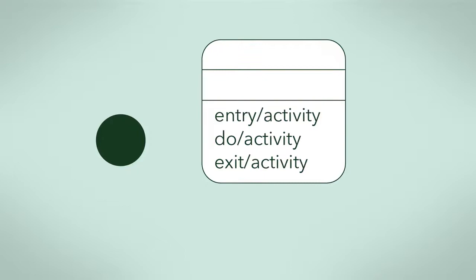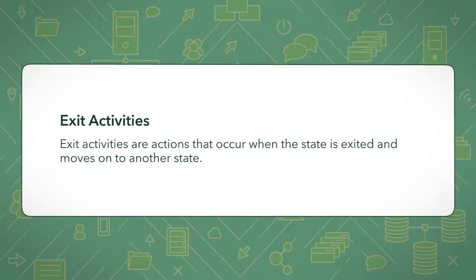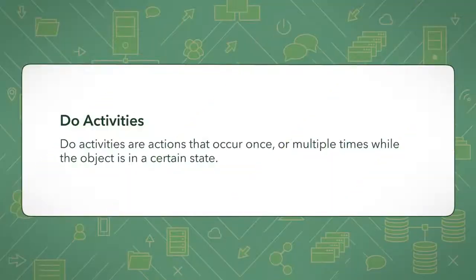Activities are actions that are performed when in a certain state, and they're displayed at the bottom. There are 3 types of activities for each state: entry, exit, and do. Entry activities are actions that occur when the state is just entered from another state. Exit activities are actions that occur when the state is exited and moves on to another state. And do activities are actions that occur once or multiple times while the object is in a certain state.